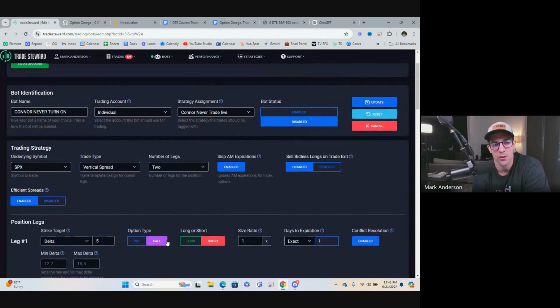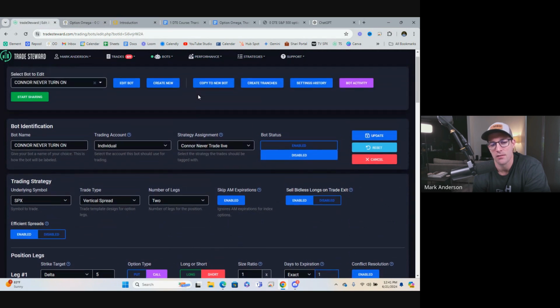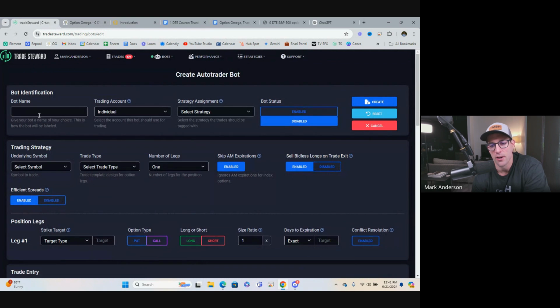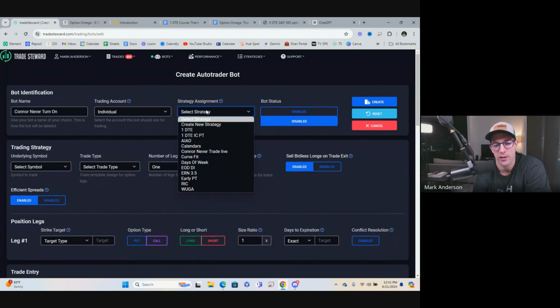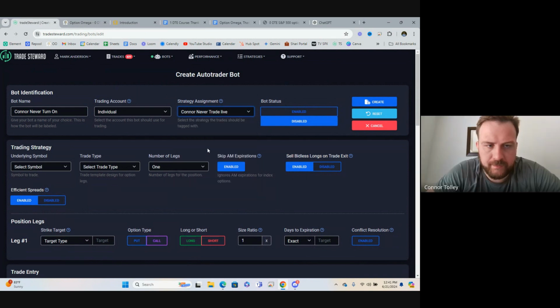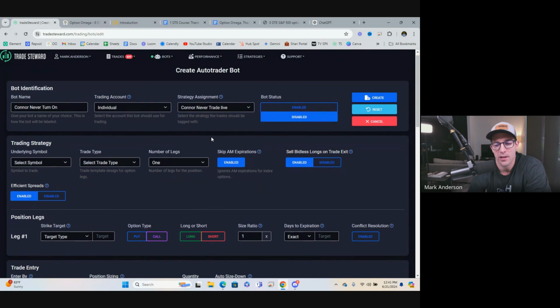Yeah, you can just go create new bot, but it's always gonna copy all the legs. If you go create new, and then Connor never turn on, and everything's put in your strategy. Yep. Okay, so now if you wanted to program this trade, how would you trade it? How would you program it?